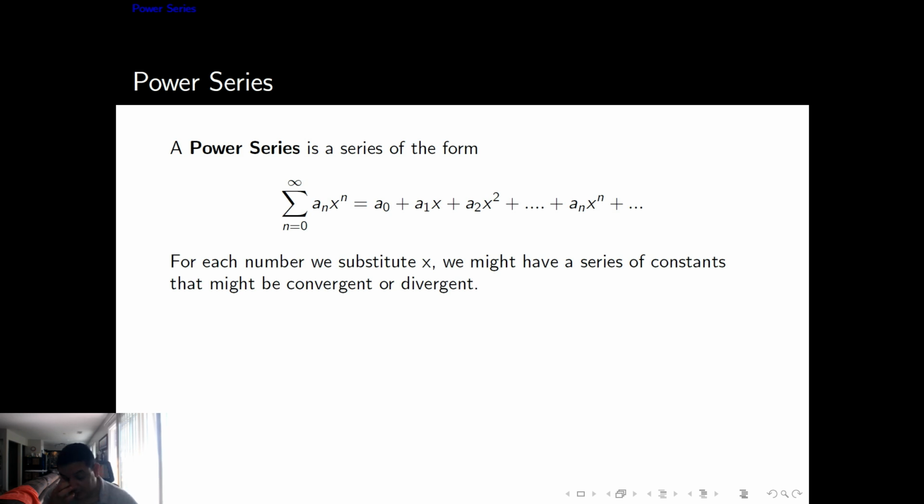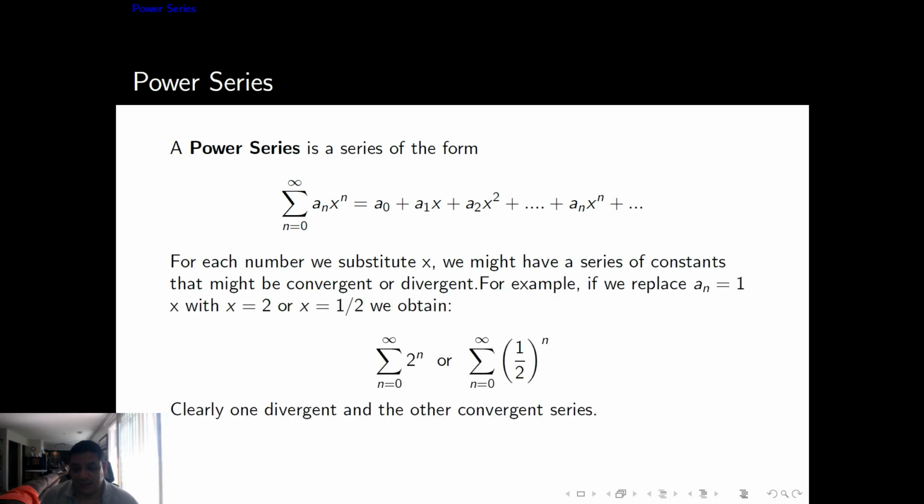For example, if we fix a_n to be 1 and we replace x equals 2, then we have this geometric series, which is divergent. Or if we do x equals 1/2, then we have the series of (1/2) to the n, and that series is actually convergent. So notice that a power series is very dependent on the values of x. If you give certain x, it could be convergent. If you give certain x, it could be divergent.